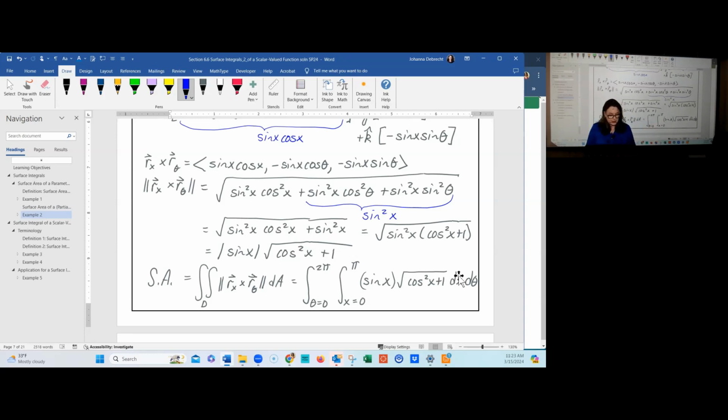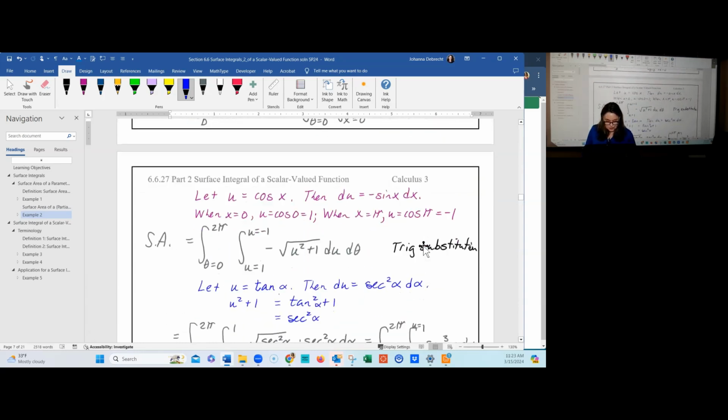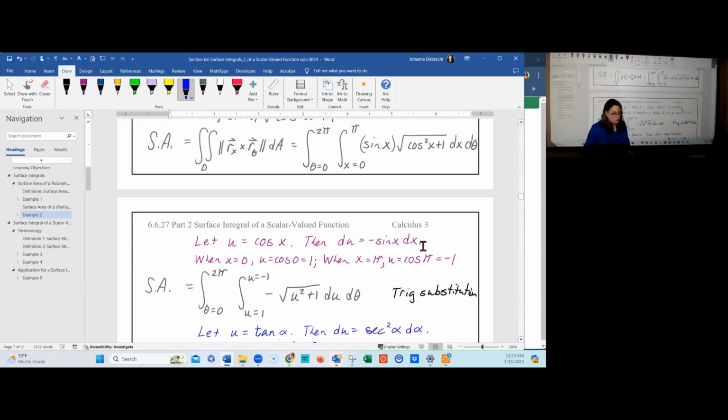Now, in order to integrate this, I need to do a u substitution. My u substitution is going to be for cosine x, not cosine squared x plus 1. If I chose the entire radicand, then I would get 2 cosine x times negative sine x for my actual derivative of it. And I don't want that because I only have sine x on the outside. So I choose instead for u to just be the cosine of x. Then the derivative of it is negative sine x dx. So I'm going to get a negative thrown in because I only have sine x dx.